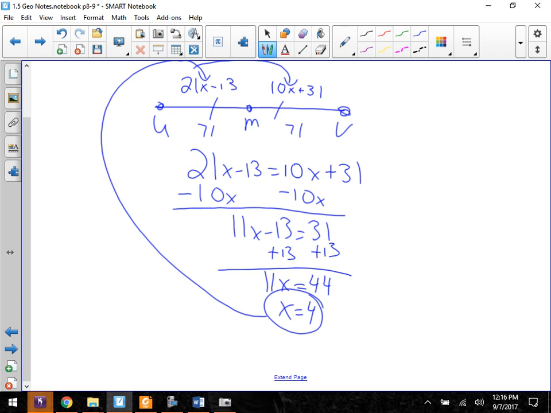40 plus 31 is also 71, which makes the whole thing a number. Very good. Can you make it a little bit closer? You can do 71 plus 71.